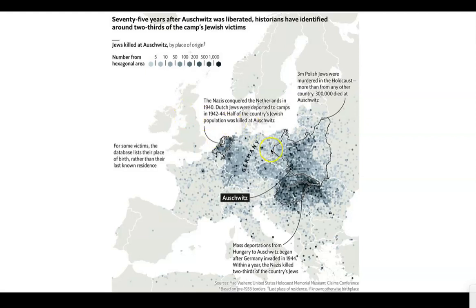But this is kind of fascinating. So Auschwitz was the famous concentration camp in Poland, but it was run by Nazi Germany. And researchers are trying to document where everybody is coming from. So these are basically where the Jews who were killed at Auschwitz came from. And as you see, they come from all over North Africa, all over Europe, and so on.